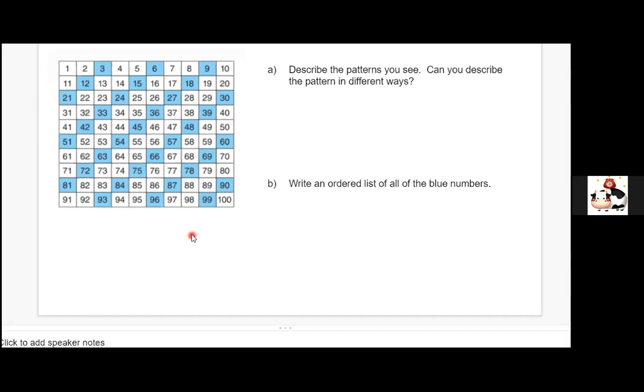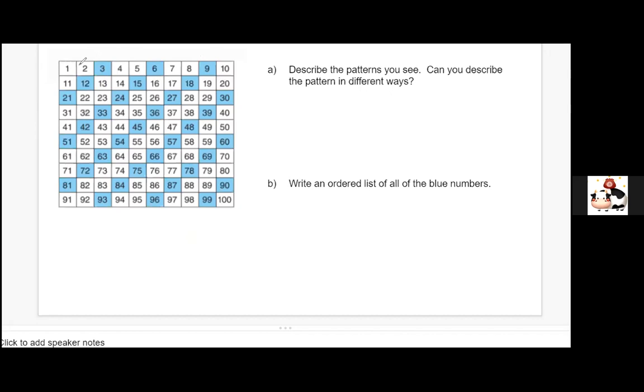Okay, so do you see any patterns? Other than the one that Candy described, do you guys see any patterns in this hundreds chart? So if you look at the first 3 ones, there's 3 boxes, and the last one is blue, and then it repeats all the way to 100. Okay, so say that again.